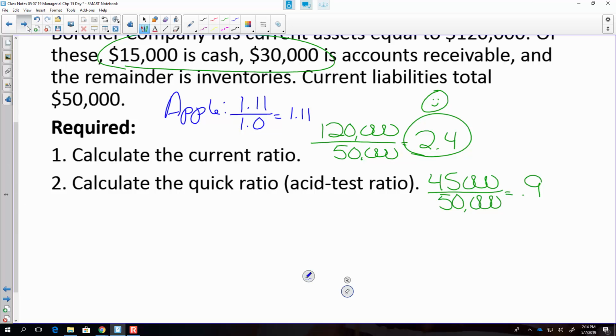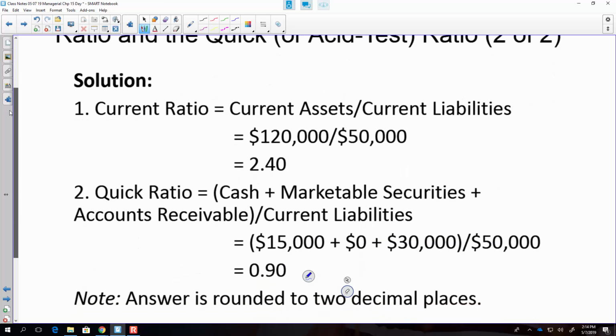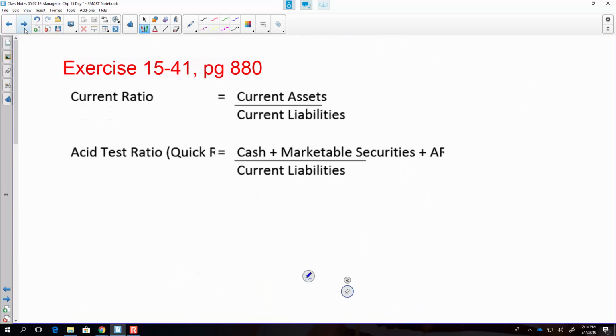Okay, our next one, let's see if we did them right. Looks like we did. Let's do problem 41 before we get carried away. 41 has a small section of our balance sheet. We're going to do both here, both the current ratio and the acid test ratio, also known as the quick ratio.